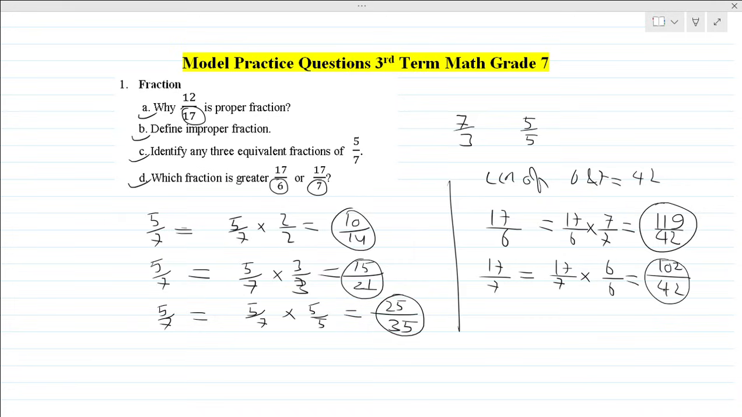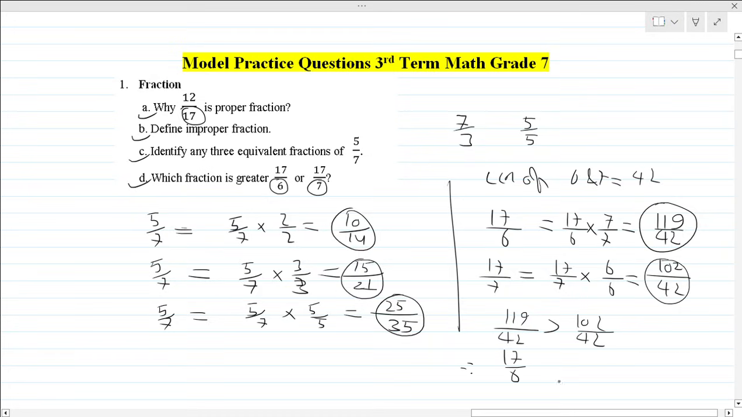Here obviously 119 is greater than 102. Let's write that: 119 by 42. This fraction is greater than 102 by 42. So it means 119 by 42 is 17 by 6. Therefore, 17 by 6 is greater than 17 divided by 7.